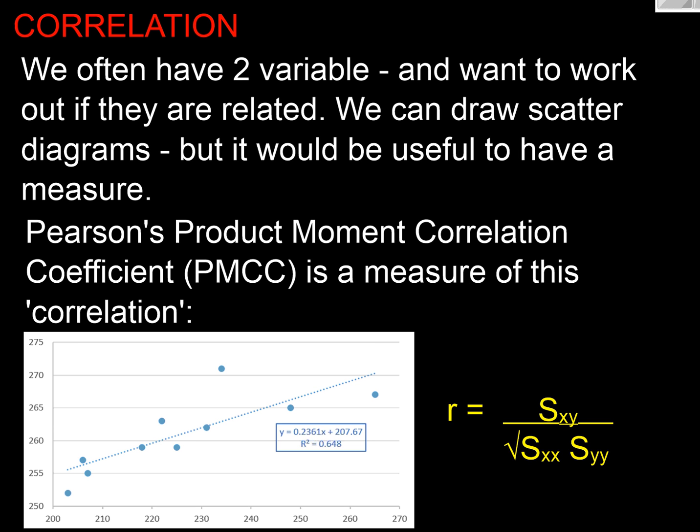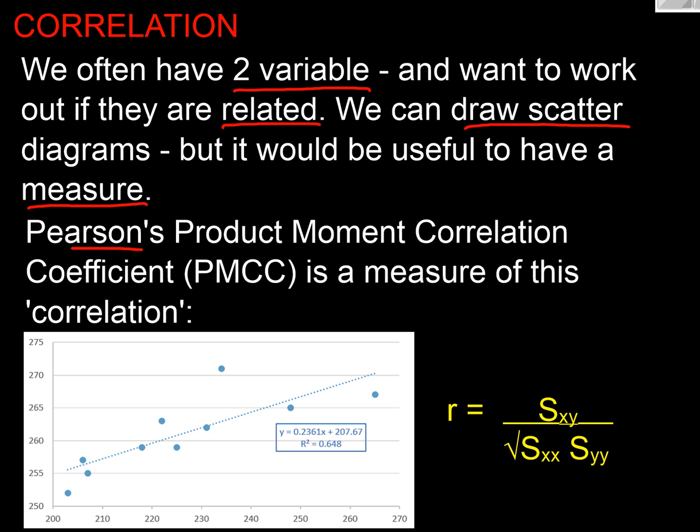Hello, quick video on correlation. We often have two variables and we want to know if they're related. We quite often draw a scatter diagram, like I've got down here in the bottom left, to have a look at that, and maybe draw a line of best fit. But it would be useful to have a measure.